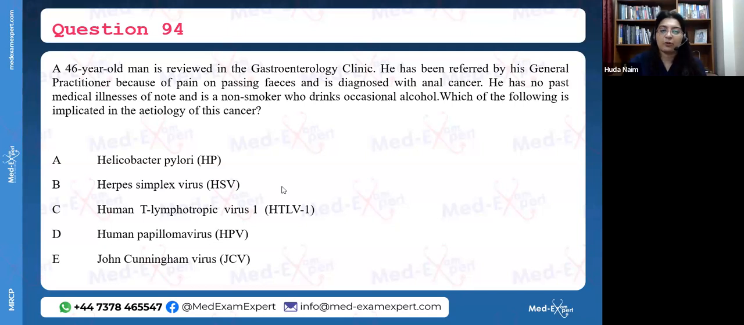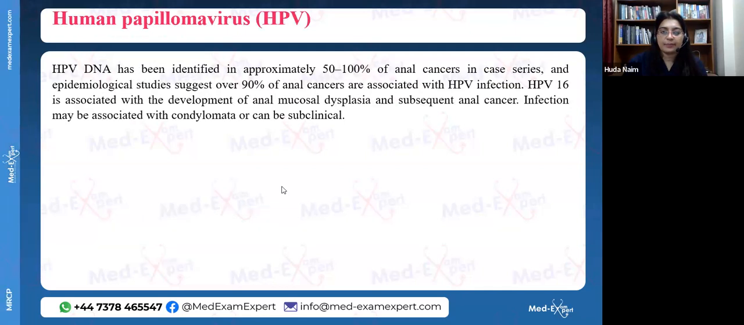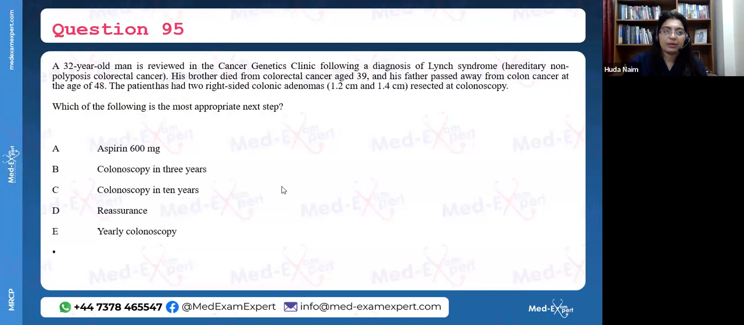Very good. It's human papilloma virus. So that's associated with anal cancer. Good. The 16 and 18, both of them are associated with anal cancers.